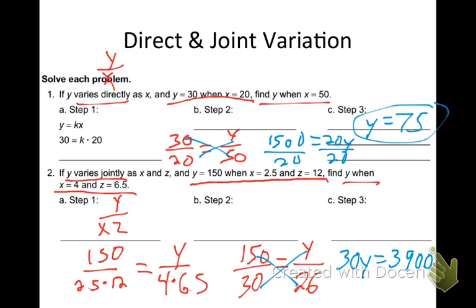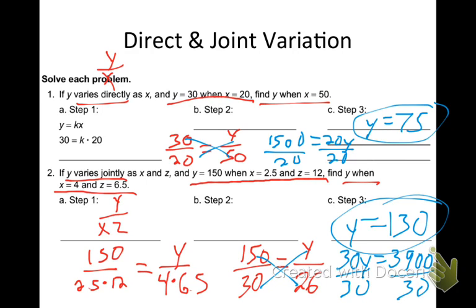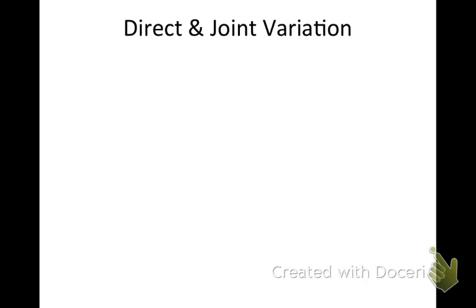Yes, it is. Divide by 30, and I get y to come out to be 130. Which, if you think about it, that does make sense. 150 over 30 is 130 over 26. Okay, and again, the biggest thing here is to set up proportions to work these. Try these 3.